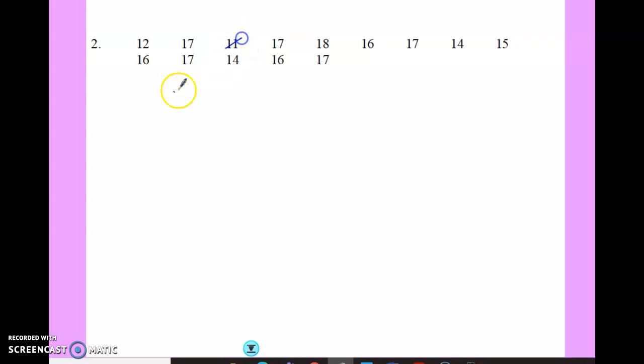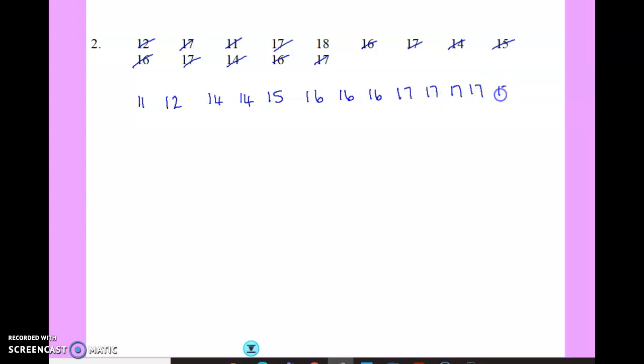Okay, so my smallest number here is 11. Then got 12. Any 13s? Nope, no 13s. I've got 2 14s. Any 15s? Got 1 15. 16s. 1, 2, 3 16s. 17s. I've got 1, 2, 3, 4, 5 17s and 1 18.